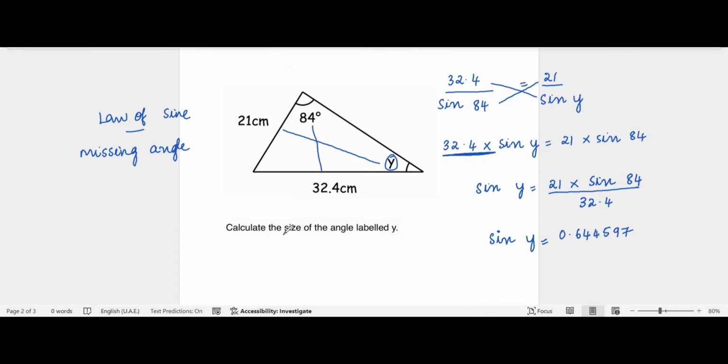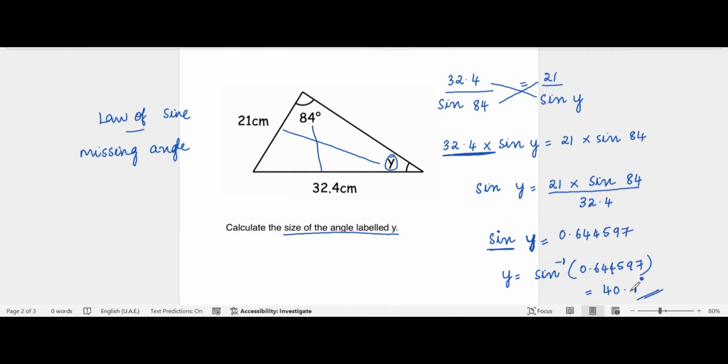Now you can see here, calculate the size of the angle labeled y. The question is to find out what y is, not sine y. So we need to remove this sine. When sine goes to the other side, it becomes sine inverse. So y is equal to sine inverse of 0.644597. So let's just put that in a calculator. Shift and press sine to get sine inverse. Sine inverse of the answer, you will get it as 40.13. So I'll take it as 40.1 degrees.